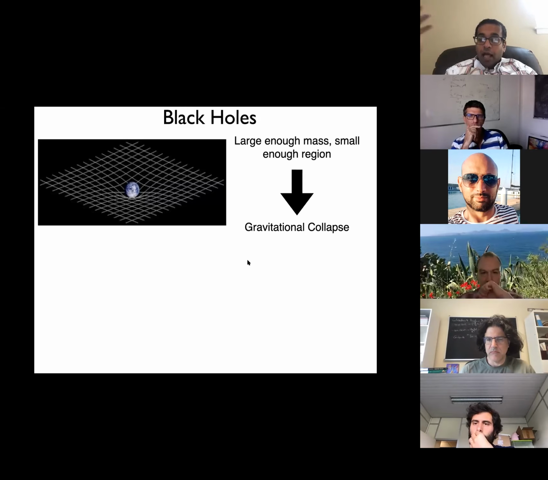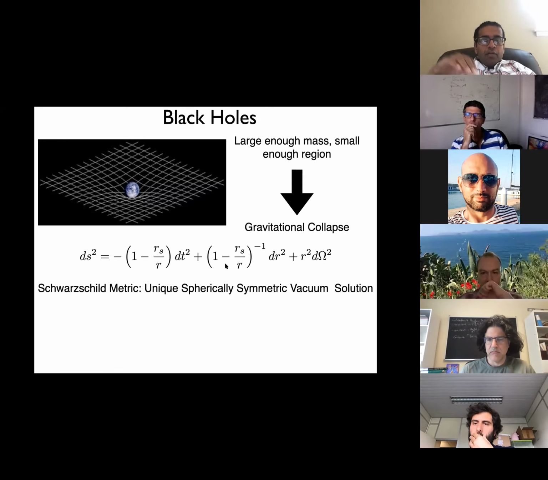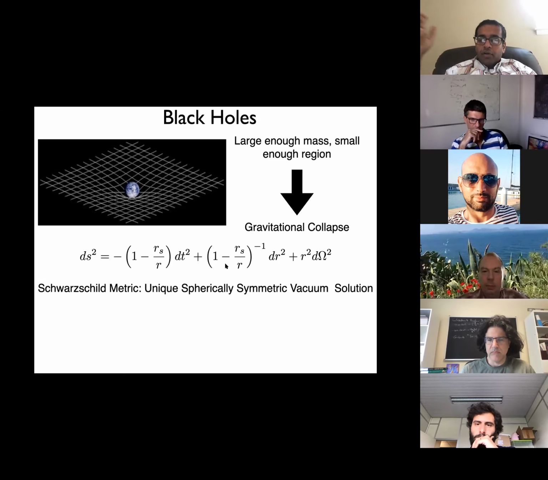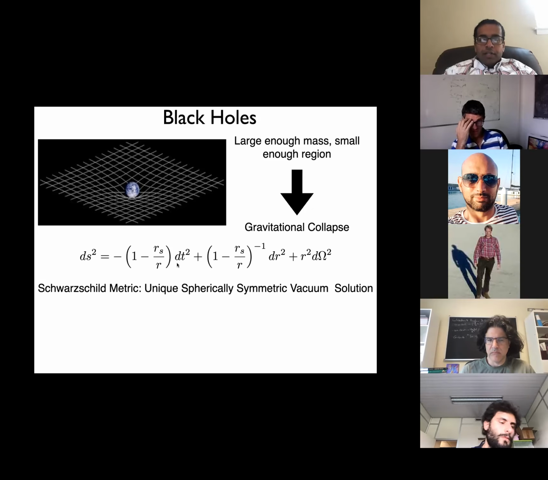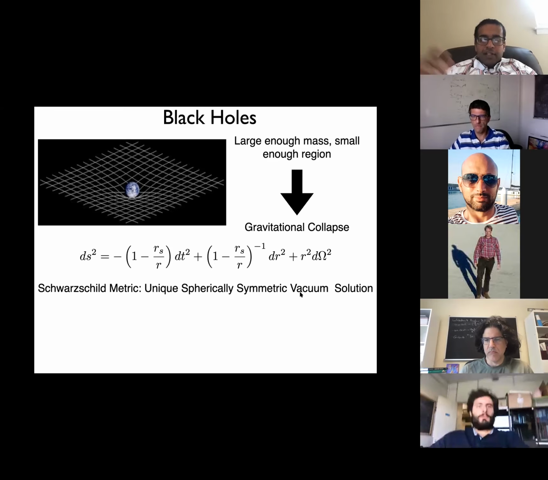A gravitational collapse occurs. And in general relativity, there is a solution that describes this particular collapsed object, and that is the Schwarzschild metric that describes the exterior of this particular object. And it is given like so, as you have seen many times, with (1 - r_s/r) dt squared and so on and so forth. And in GR, you can prove that this is actually the unique spherically symmetric vacuum solution. There's a theorem that guarantees this.